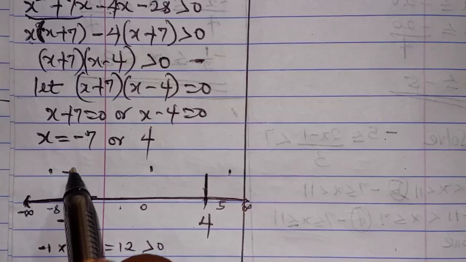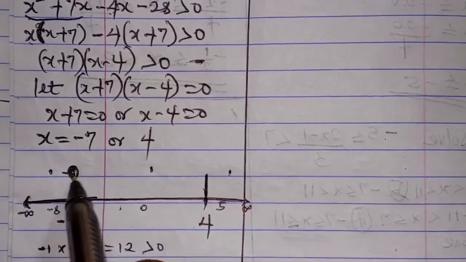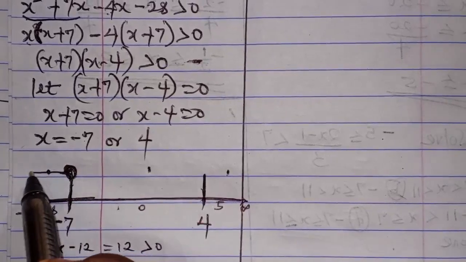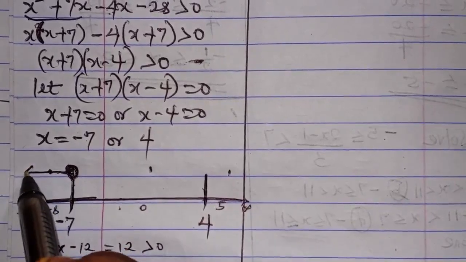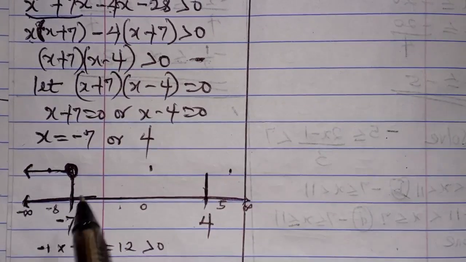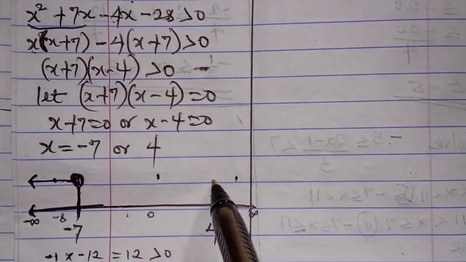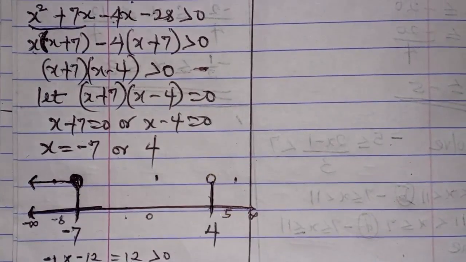I'm supposed to draw a circle that is not shaded. This circle is not shaded. The circle is not shaded. All right, it's supposed to look like this.